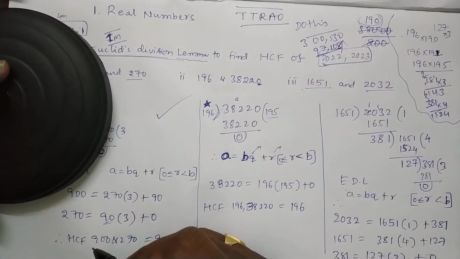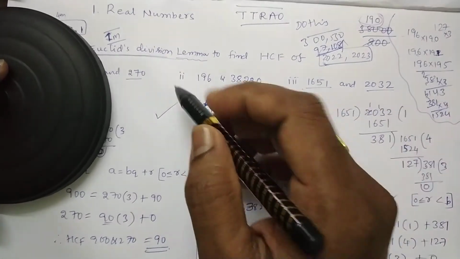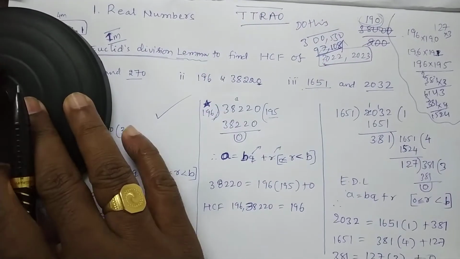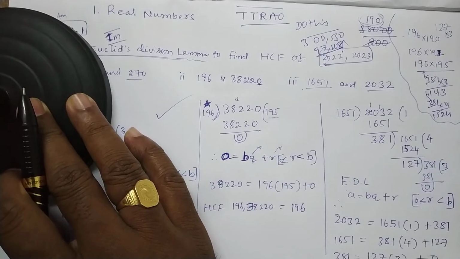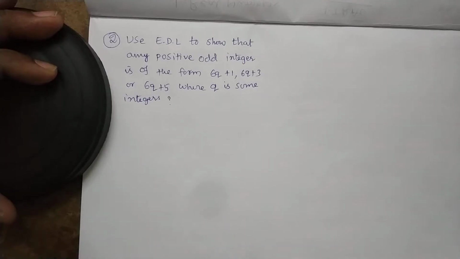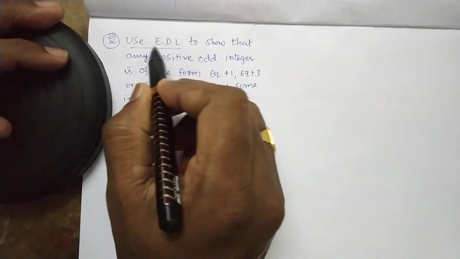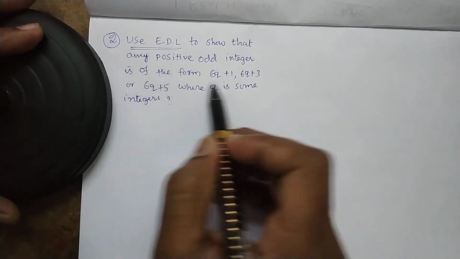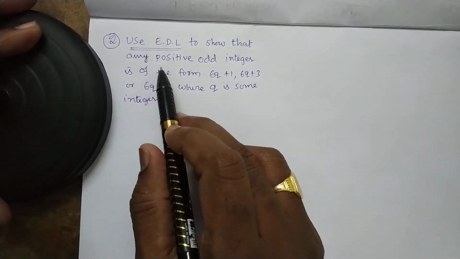Okay, children, now let us continue the very important part of the chapter: the number pattern. Show that the given positive integer is of the form so and so. Such questions we'll see now. Use Euclid's division lemma. It means you have to prove the given number pattern using Euclid's division lemma.